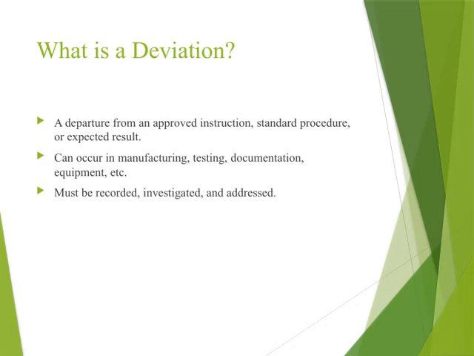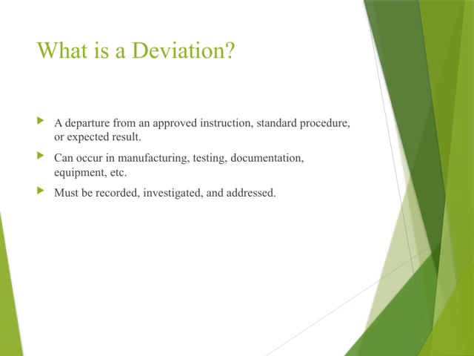Well, it's basically any departure from an approved instruction, a standard procedure, or the expected result. In other words, if something doesn't go as planned or as documented, that's a deviation. These can happen in various areas like manufacturing, testing, documentation, or even with equipment. The key point here is that whenever a deviation occurs, it must be recorded, thoroughly investigated, and addressed properly. This process helps us maintain quality and ensure that we stay compliant with regulations.